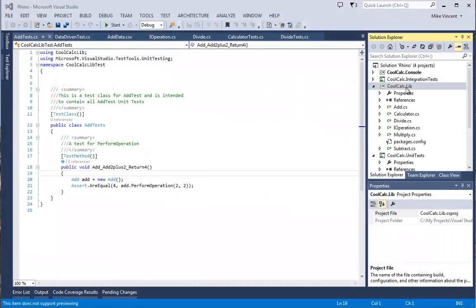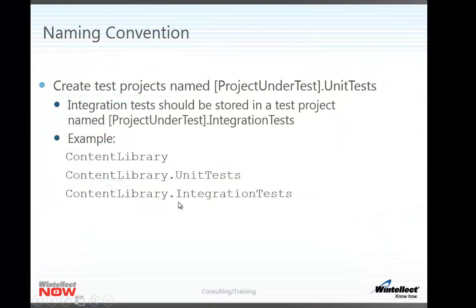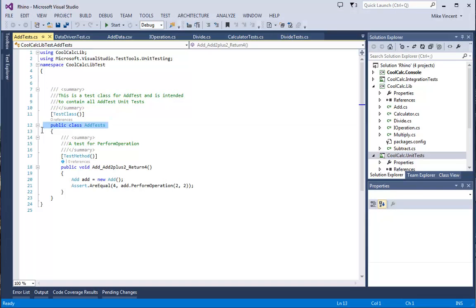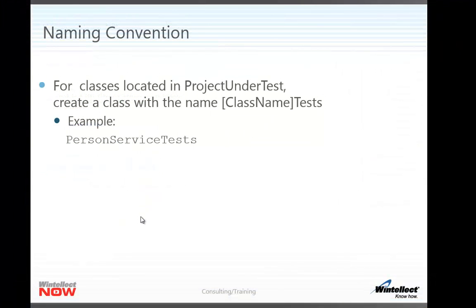Note, using this naming convention provides separation for both unit and integration tests. So we start with our project name, project under test, .UnitTests, or .IntegrationTests. As you can see from our example, I have ContentLibrary, which is my system under test, and I have ContentLibrary.UnitTests, ContentLibrary.IntegrationTests. For my classes that are located in my project under test, create a class name with the name Tests after it. So for example, I have PersonServiceTests.